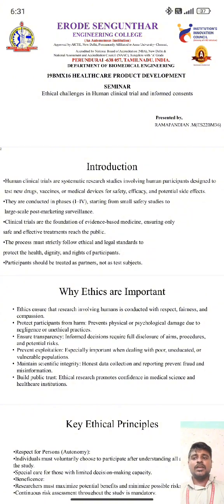Healthcare Product Development Seminar topic: ethical surveillance in human clinical tests and informed consent. Introduction. Ethical surveillance in human clinical tests is mostly used in systematic research. It is the participation of humans, designed to test the safety, efficacy and side effects of new drugs and medical devices. It is mostly used in phases 1 to 4, from small safety purposes to larger safety purposes.